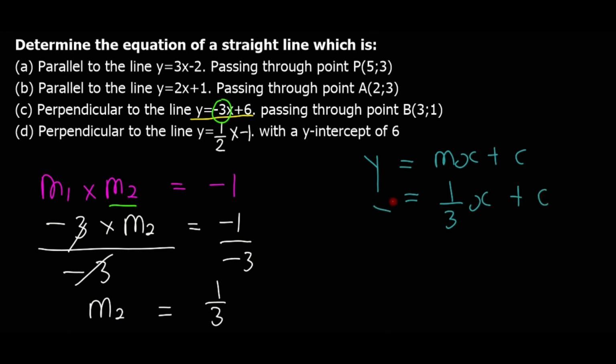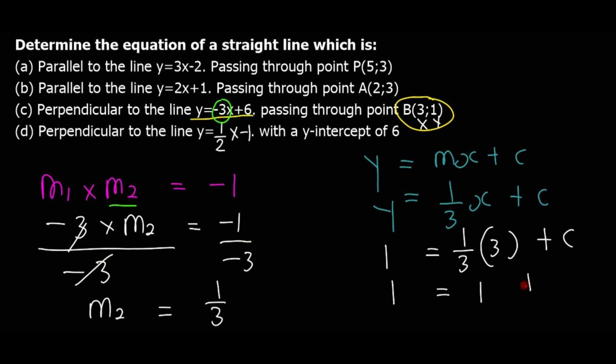So I need to find c. Because I have this point which is 3 and 1, finding c is very easy. So this is x and this is y. So this is 1 and then 1 over 3, and then this is 3 and then plus c. So I have 1 is equal to 1 over 3 times 3, which gives 1, and then plus c. So the value of c is 0.